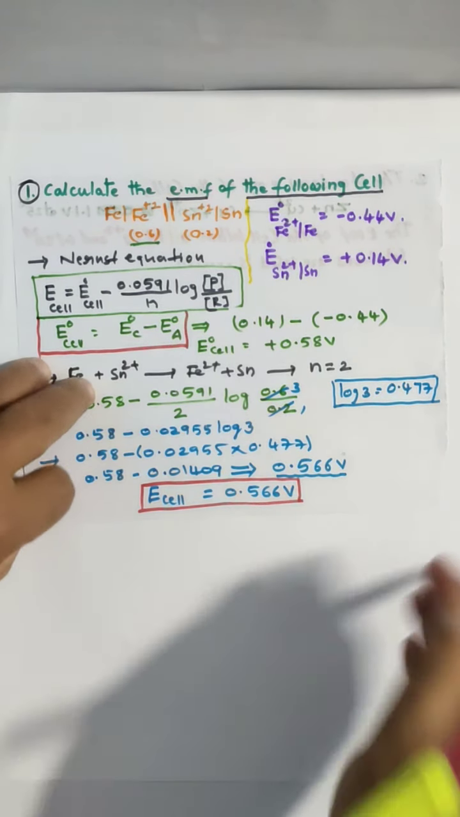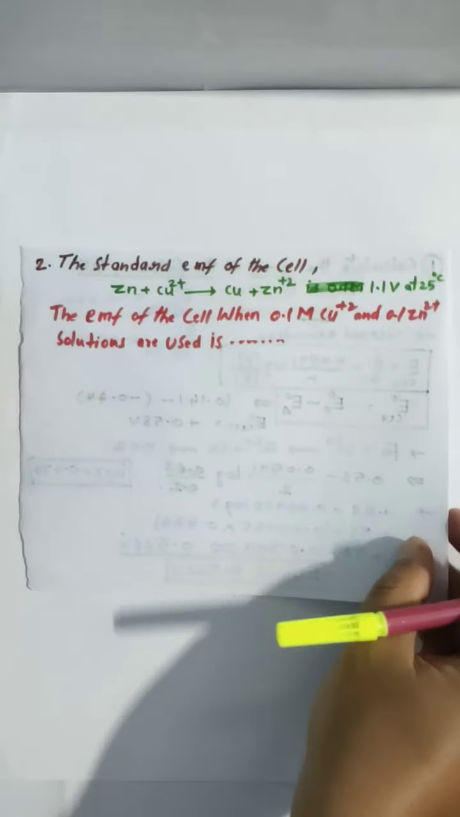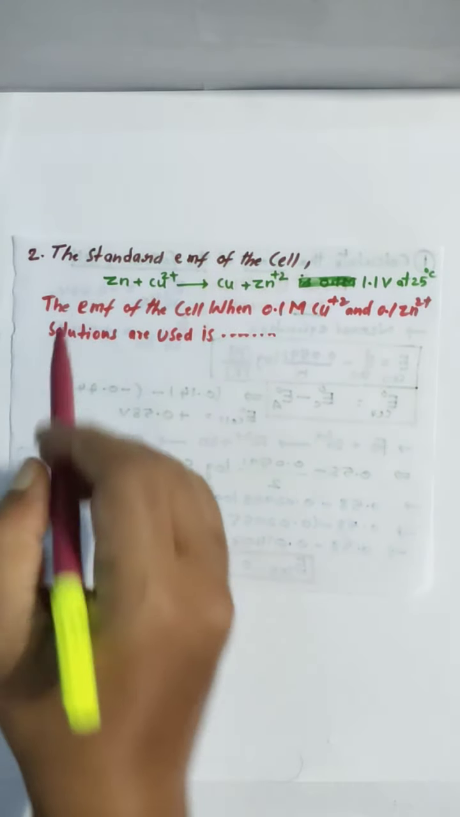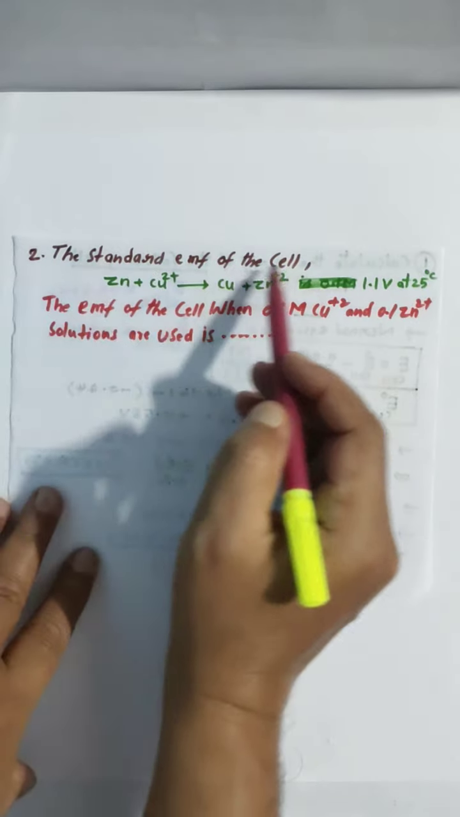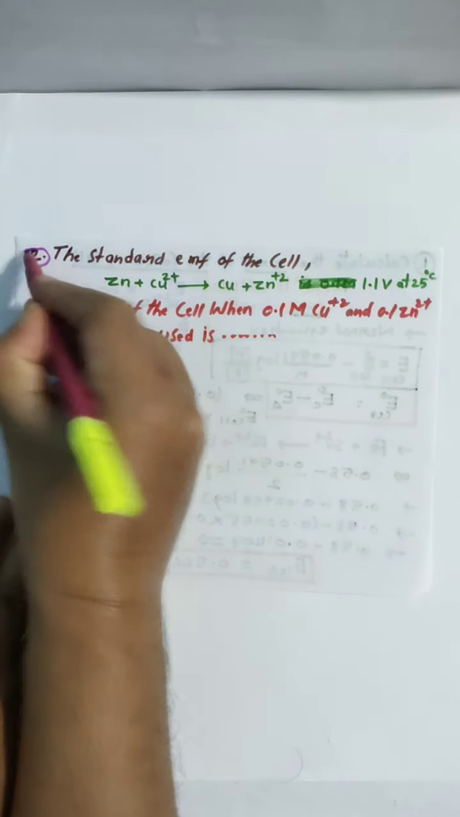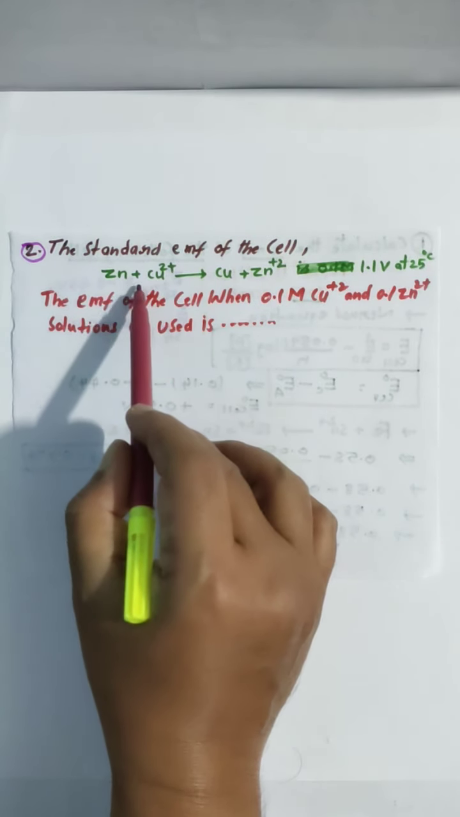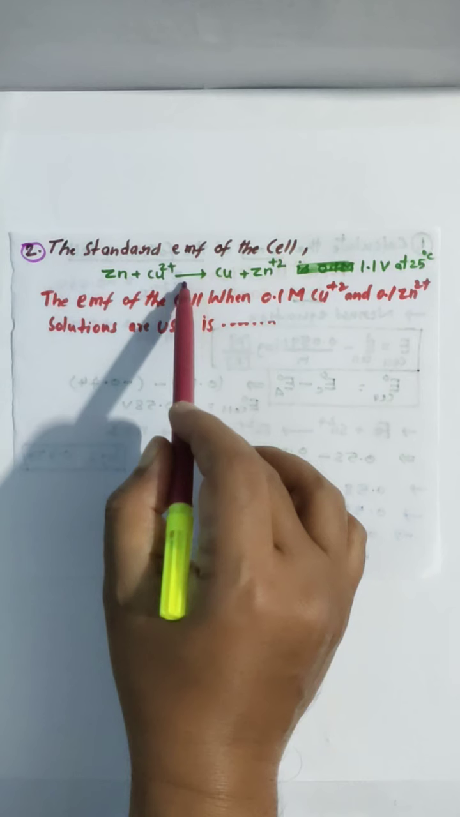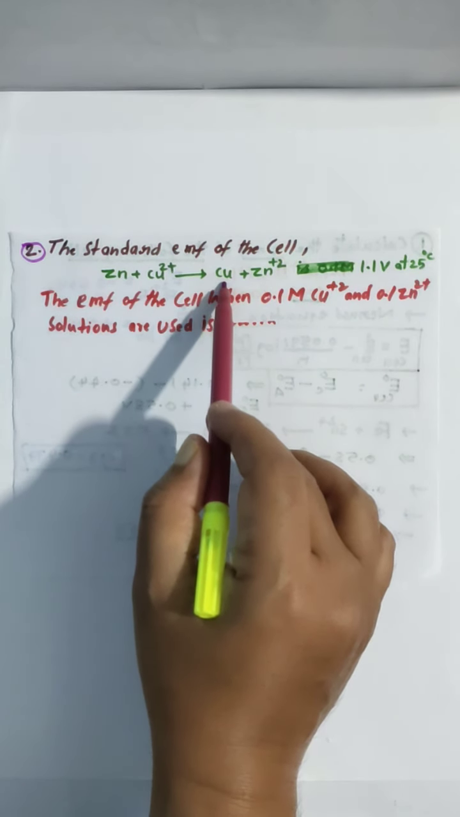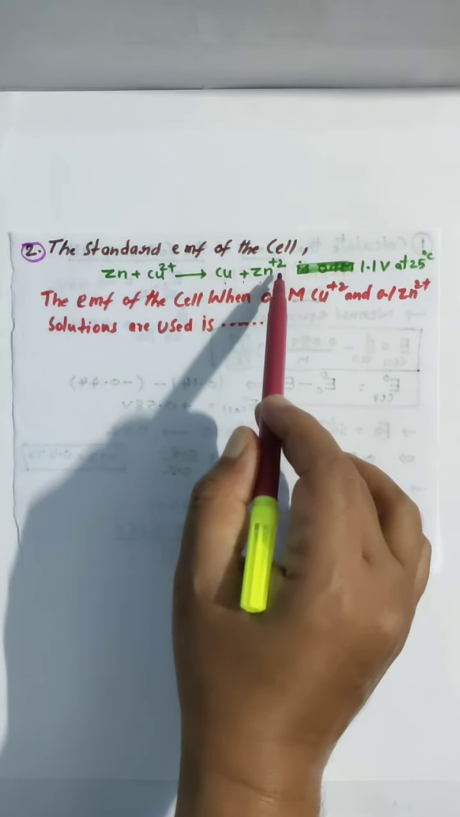Let me go. Another model I am going to explain. See here, another problem is given here. The standard EMF of the cell we have to calculate. Standard EMF of the cell: zinc plus copper 2 plus ions giving rise to copper plus zinc 2 plus.